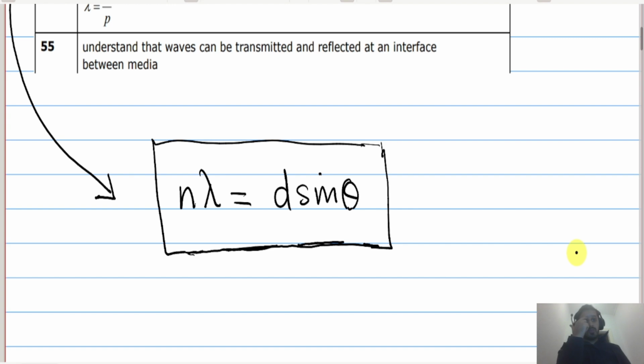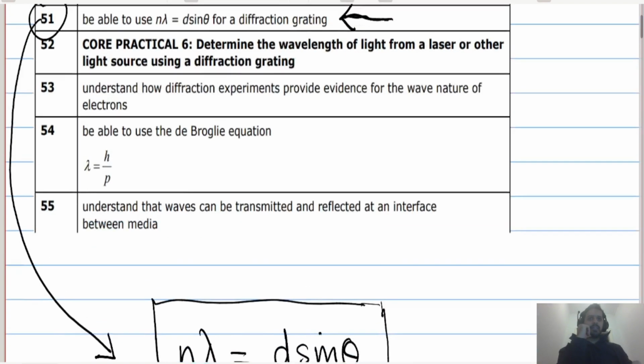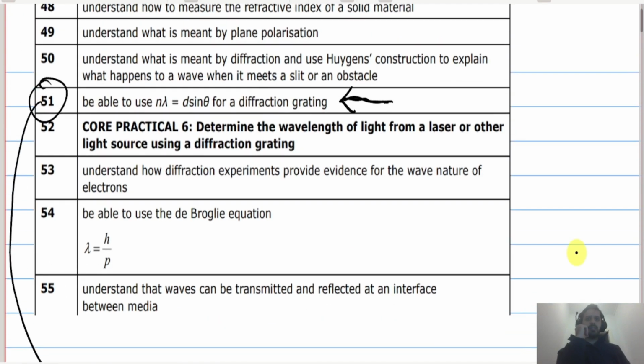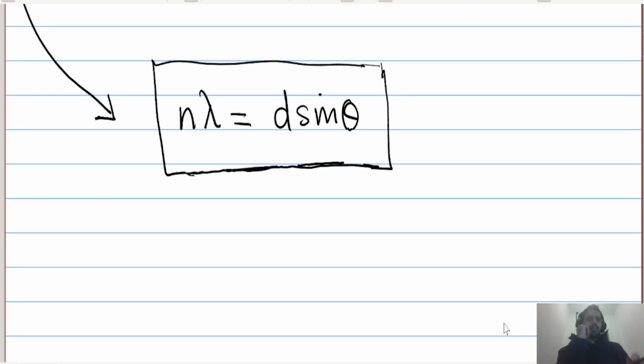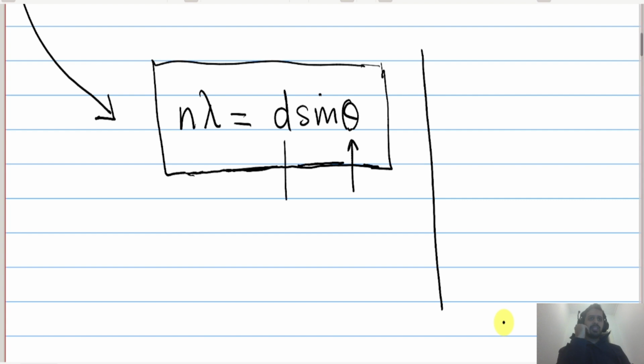So let's start with this equation, n lambda equals d sine theta, because this is the objective, right? We should be able to use n lambda equals d sine theta for diffraction grating. Now, I want you to repeat this exercise for any equation that you see in physics. For example, let's say we don't know what theta is representing, we don't know what d is representing, and we don't know what lambda or n means in this equation.